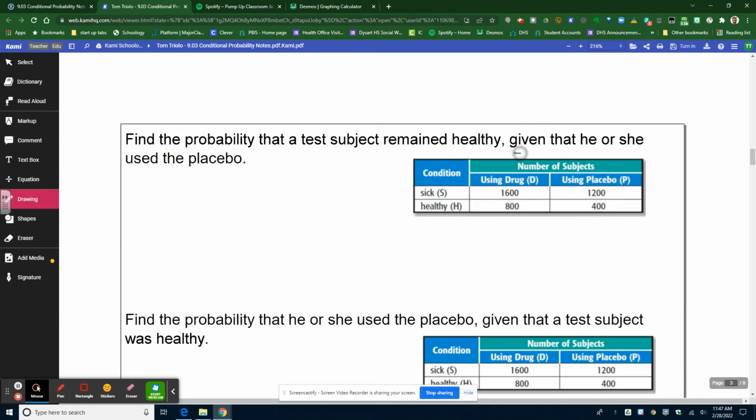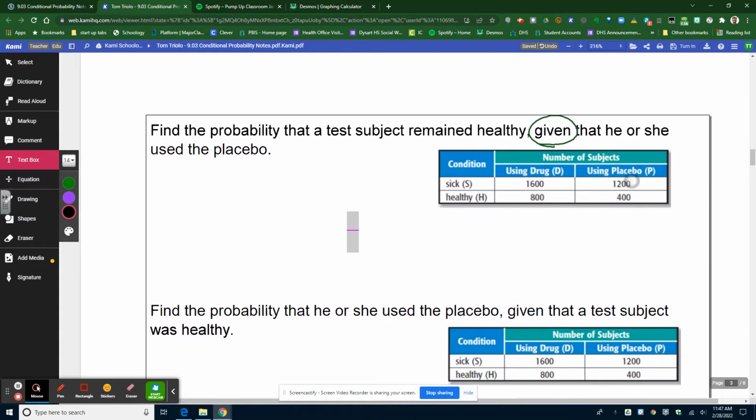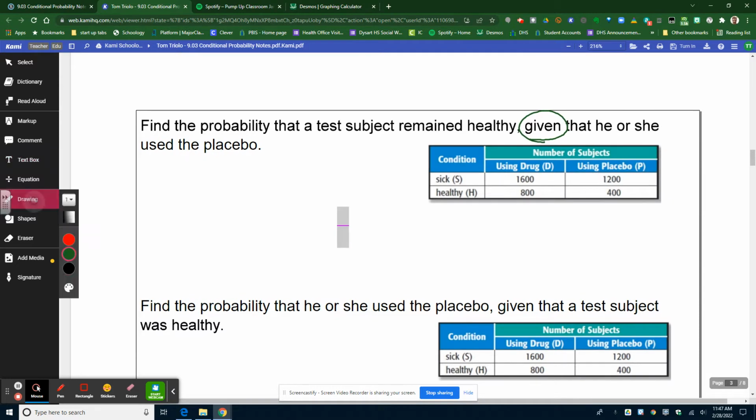So when you see the word given, anything that comes after that is your condition, and that goes in the bottom of your fraction. So given that he or she used a placebo, make a fraction bar, go to the bottom. Placebo, these two. So 1,200 plus 400 is what goes on the bottom.